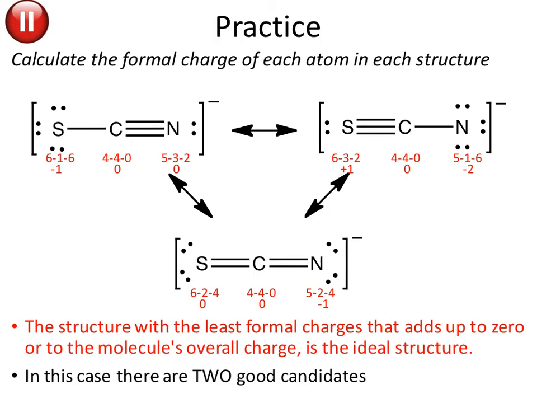And usually it's the ones that have the least formal charges that add up to the molecule's charge, in this case -1. So here, the least favorable actually is this one over here, because you can see that we have two actual formal charges above 0. Whereas here we have 2 zeros, here we have 2 zeros. So this one is our least favorable. So we can cross that one out. Now, it's a competition between this one over here and this one over here. Now, which one is it going to be?